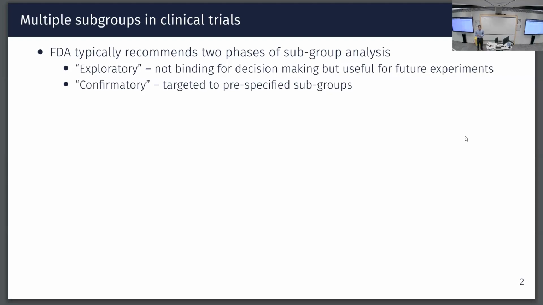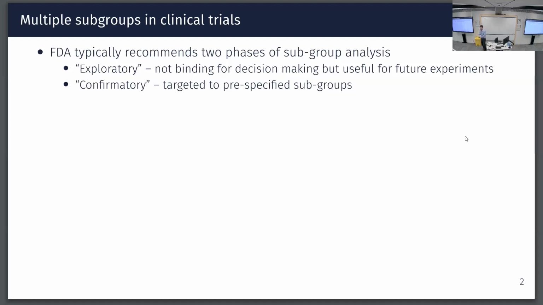Because the analyst did not pre-specify the subgroups, the findings are not going to be binding in terms of decision-making. It's not that I'm going to approve your drug for female instead of male individuals just because in this exploratory phase you found a treatment effect heterogeneity.